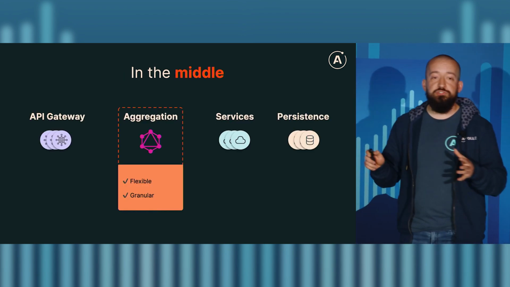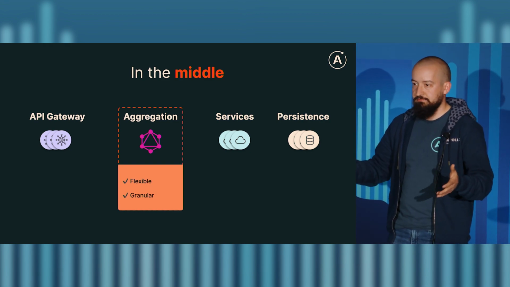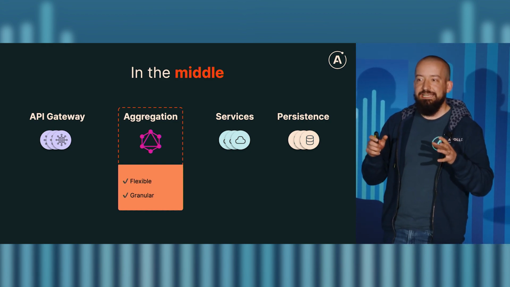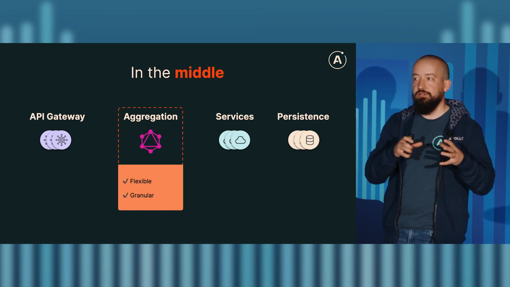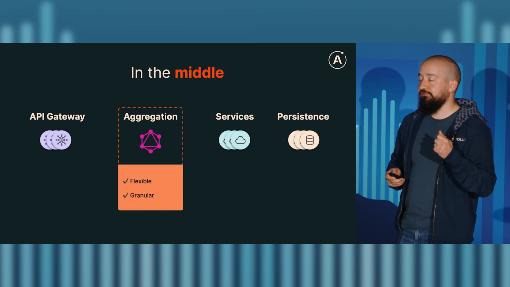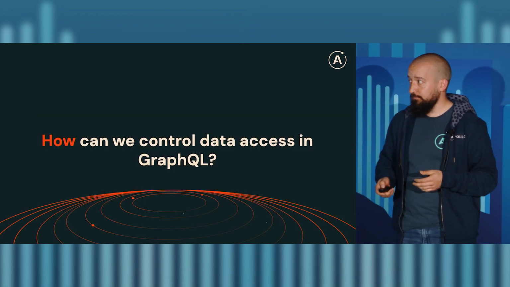So if we think of GraphQL as not just an API, not just another REST alternative, but instead as an option for aggregating within our stack, as a core part of our aggregation layer, we can gain some flexibility and granularity that we haven't really seen before.